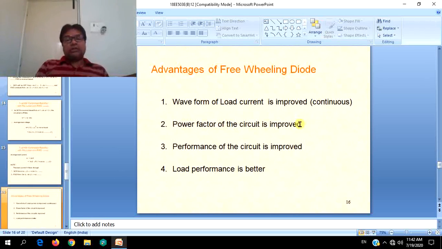So the freewheeling diode improves the waveforms and also obstructs the reverse voltage from appearing across the load. Now the load will be getting either positive voltage or none, and current will be continuous. The advantages of using a freewheeling diode in the circuit are: the waveform of load current is improved, it becomes continuous, the power factor of the circuit is improved, and the performance of the circuit is improved, so load performance is better.